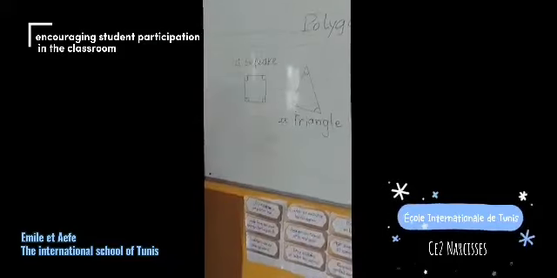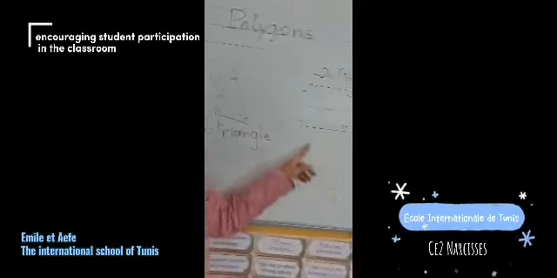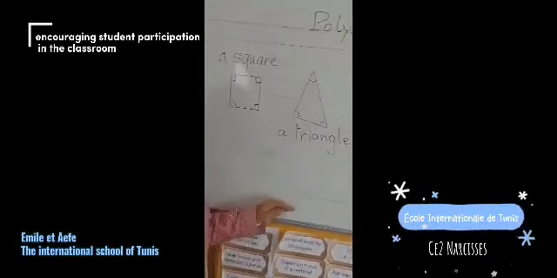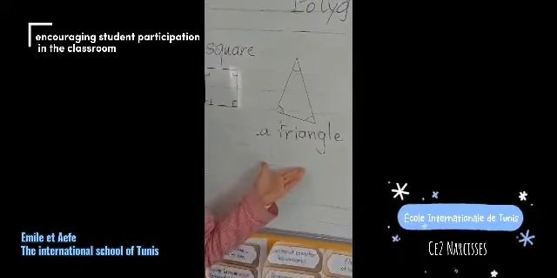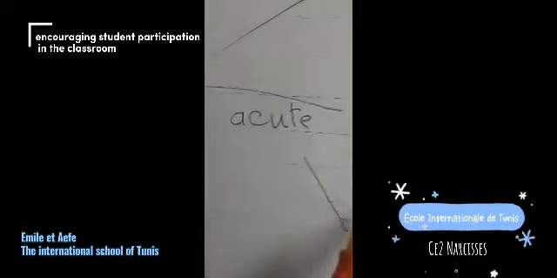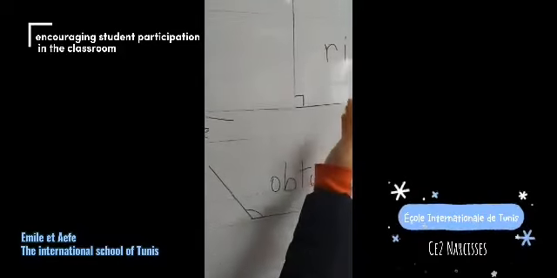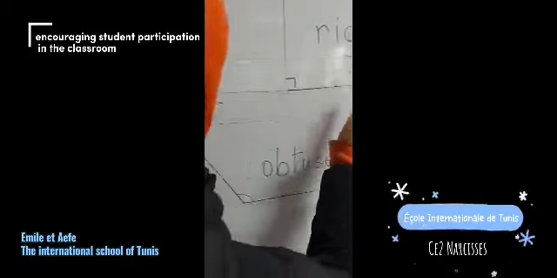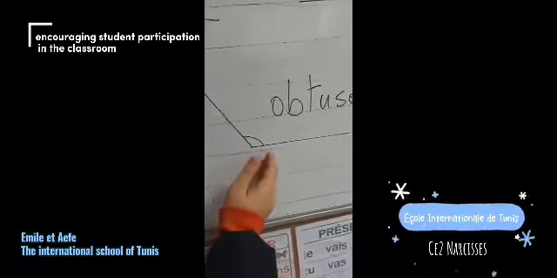All polygons have angles. The square and the rectangles have 4 angles. But the triangle has only 3 angles. We have the acute angle, which is less than 90 degrees. We have the right angle, which is 90 degrees. And this is the obtuse angle, which is 120 degrees.